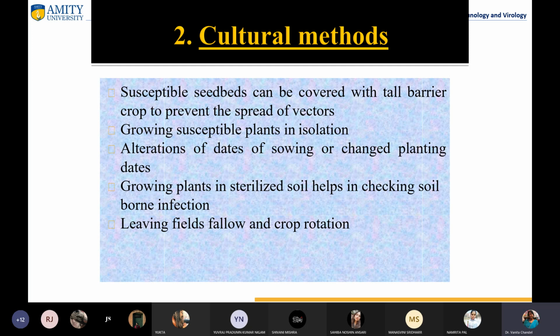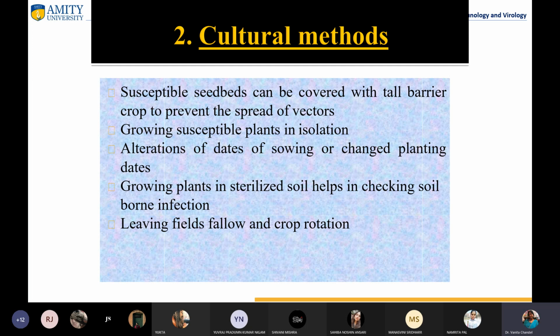Then cultural methods: susceptible seed beds can be covered with tall barrier crops to prevent the spread of the virus. Then growing susceptible plants in isolation away from other plants, and alternation of the date of sowing, or changing the planting date. In order to escape the vectors, we can do a little early sowing or a little late sowing. That will also help in prevention of the virus.